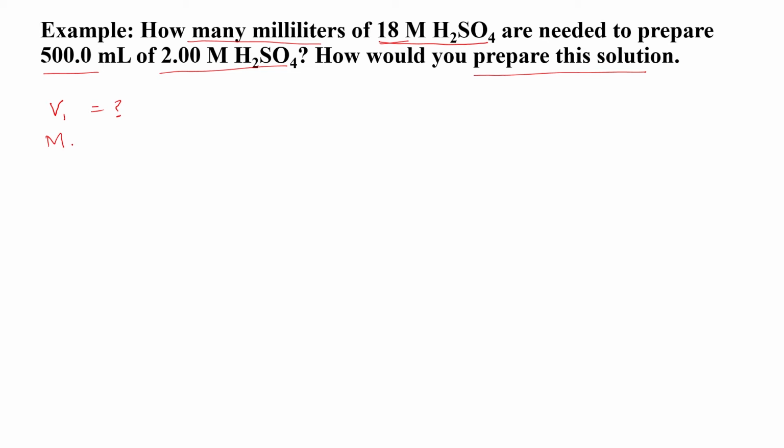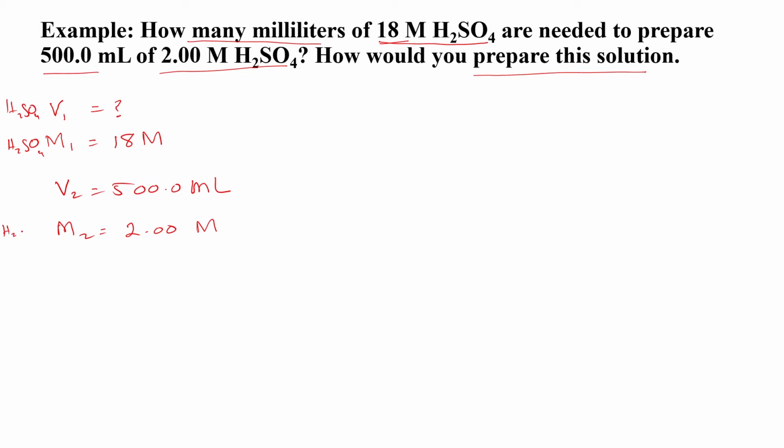So this is my M1, and this is actually sulfuric acid, right? So how many mL of 18 molar sulfuric acid are needed to prepare 500 mL, that is my second volume, of 2 molar solution, that is my second molarity. And by looking at these molarities, I can clearly see that M1 is the stock solution, the high concentration, and I have to prepare a diluted solution that has the molarity 2 molar.